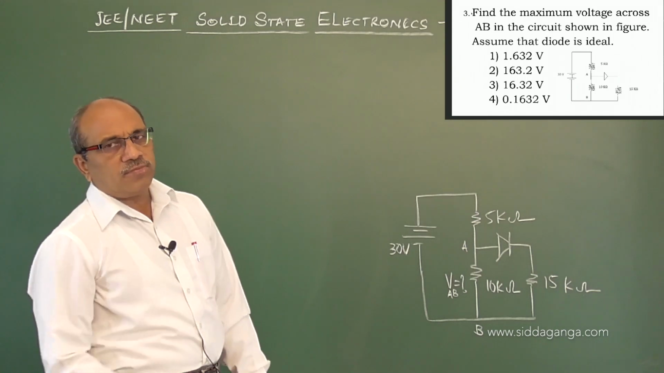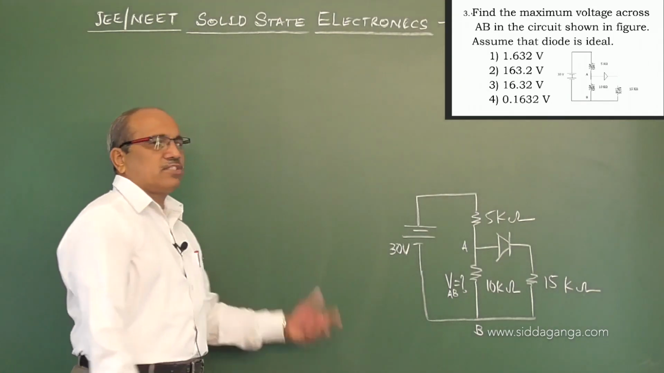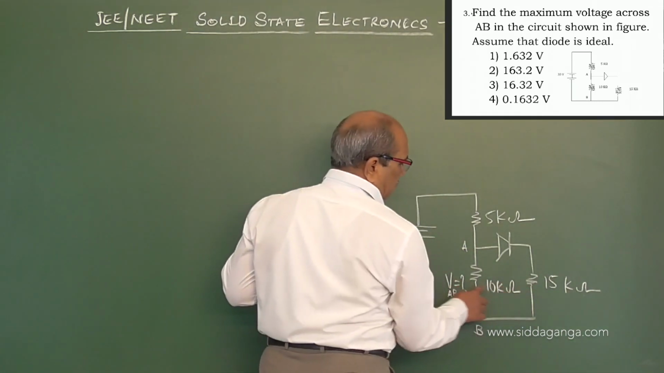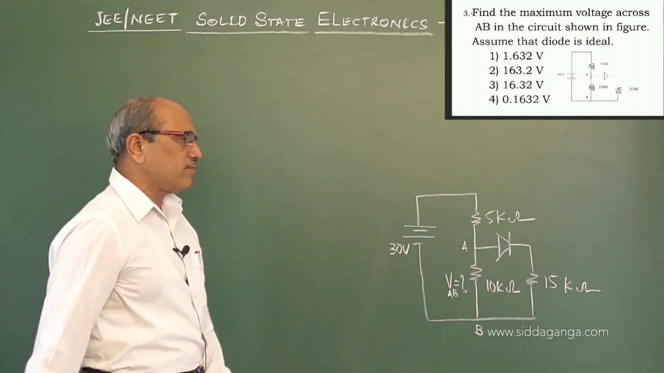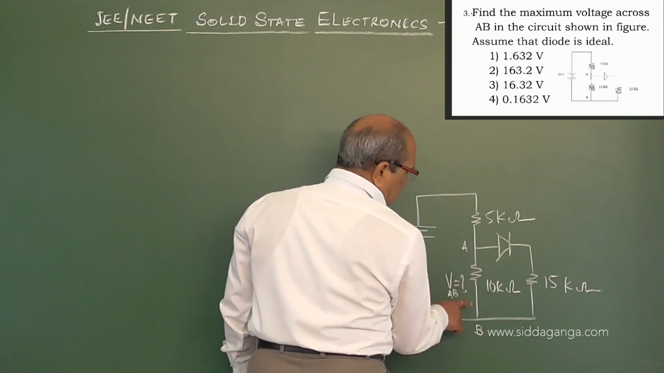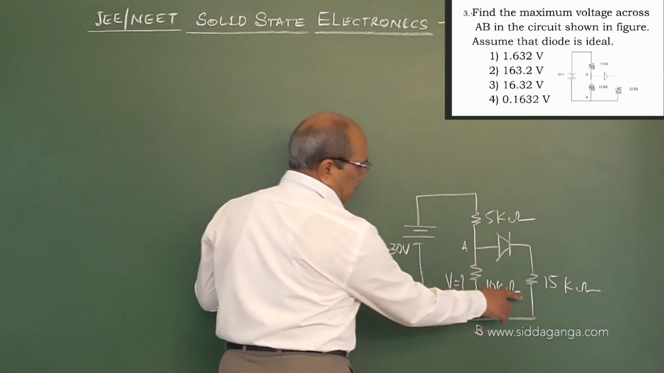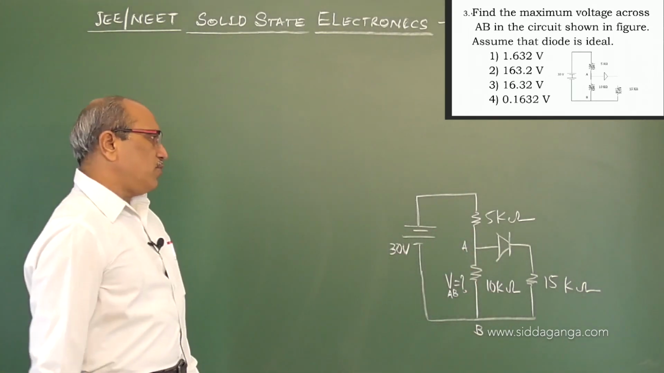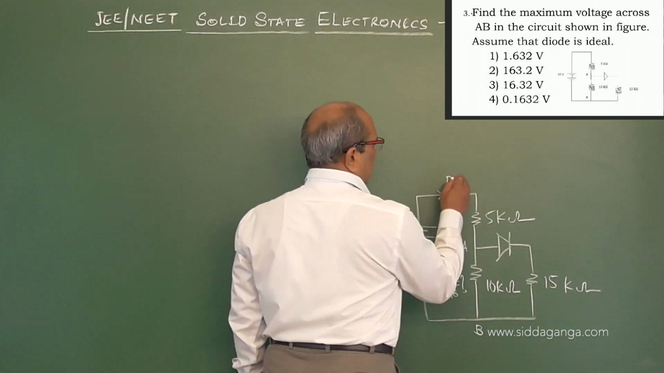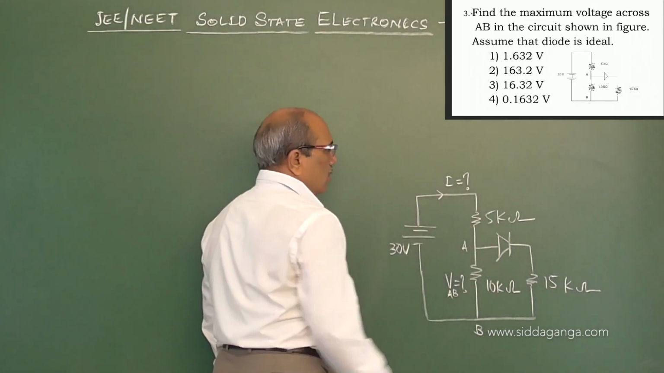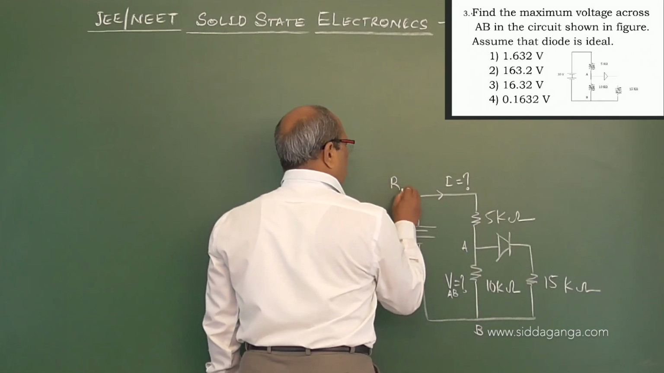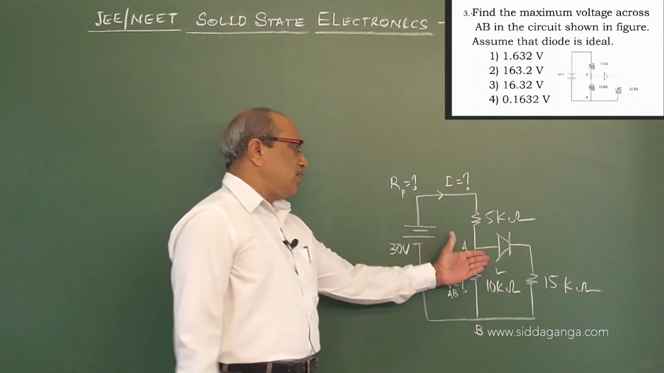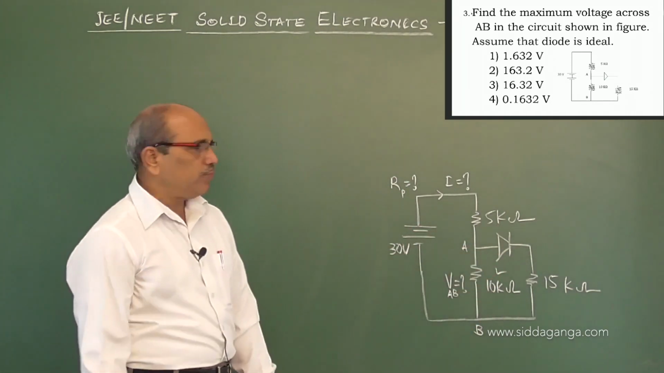The semiconductor chapter is one in which all your previous chapters' knowledge is necessary. In current electricity, you learned that when two resistors are in parallel, what is the effective resistance? And second, the potential difference across this is nothing but the effective resistance into the main current. Because it is an ideal diode, its internal resistance is 0.